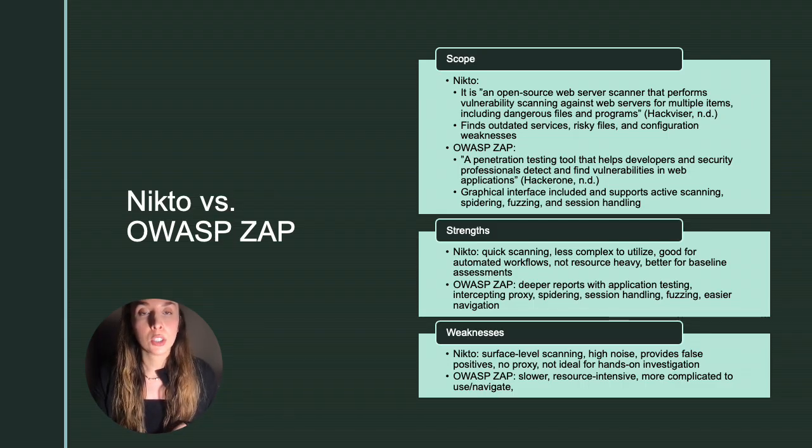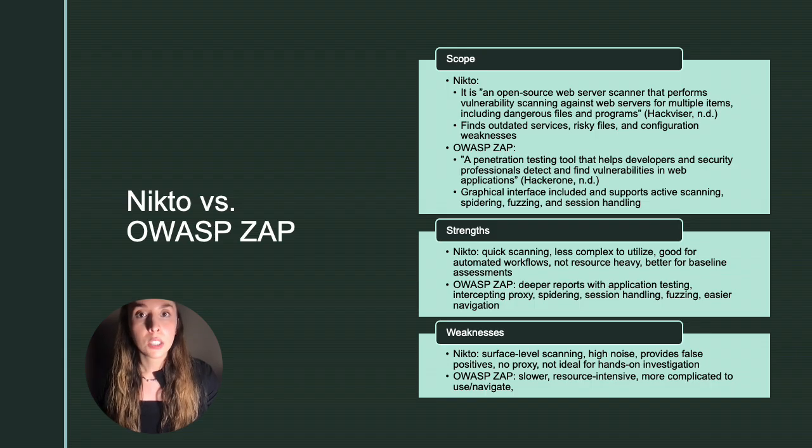Starting off with Nikto, it is a command line tool that scans web servers to quickly find known issues like outdated services, risky files, and configuration weaknesses. It gives quick high-level results to an organization and is simple to automate. Another thing to mention is that, according to HackVisor, it is an open source web server scanner that performs vulnerability scanning against web servers for multiple items, including dangerous files and programs.